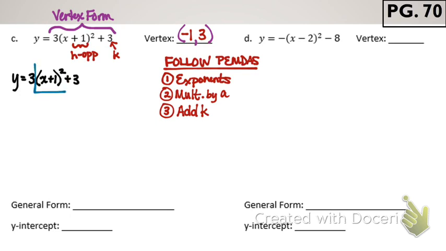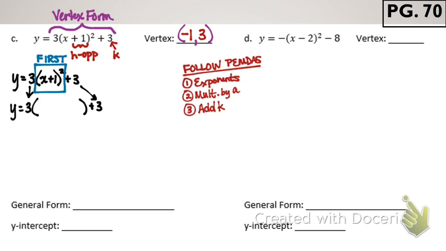So we said exponents first. That means my attention goes right here. I cannot distribute first because that's not an exponent. I'm going to recopy all the pieces that we're not touching right now. So I'm going to bring down the 3. I'm going to have parentheses here for the part that I'm getting ready to work with. And I'm going to bring down this other 3.